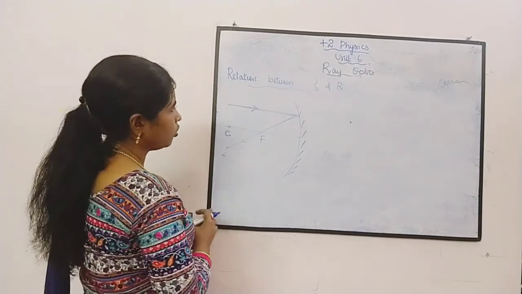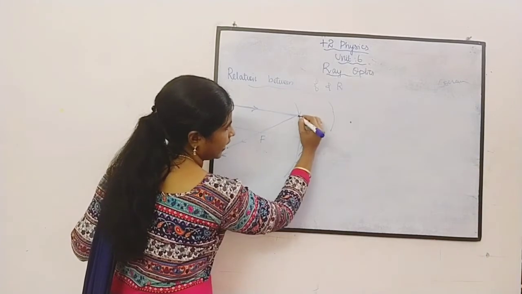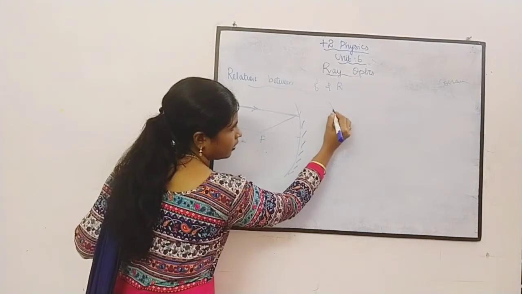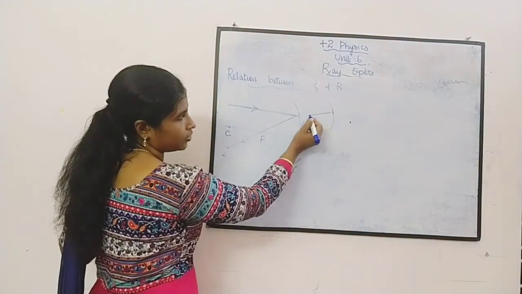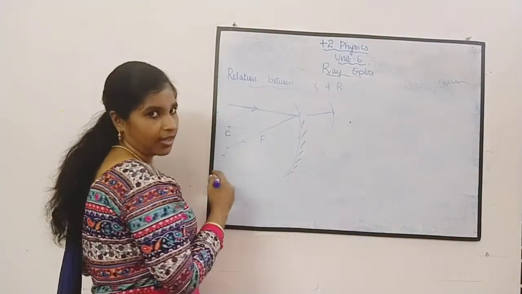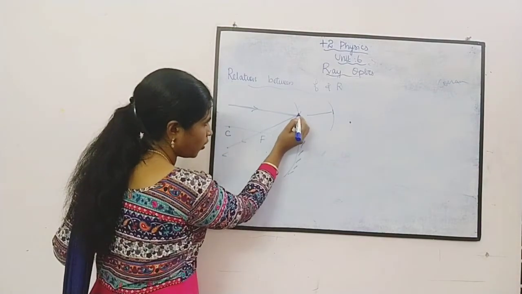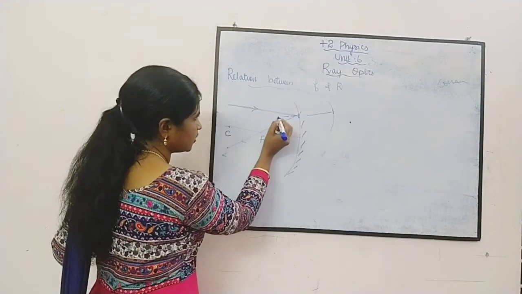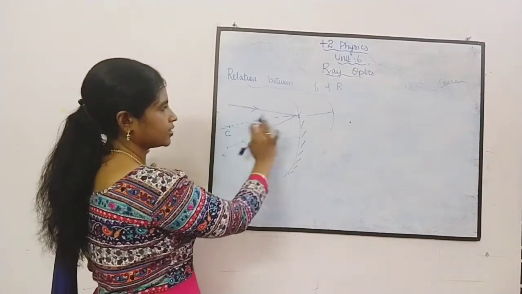So we know that this is the surface. Suppose I take this point on my surface. The normal will always be perpendicular to the surface. Let us draw the normal line. So at this point the normal line will be this one. This is my normal line.